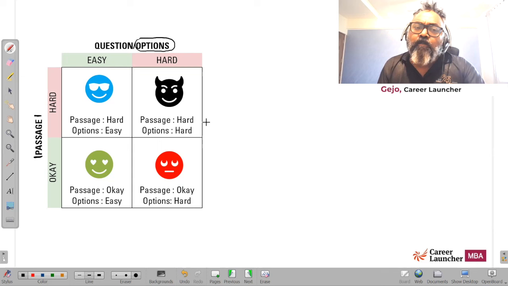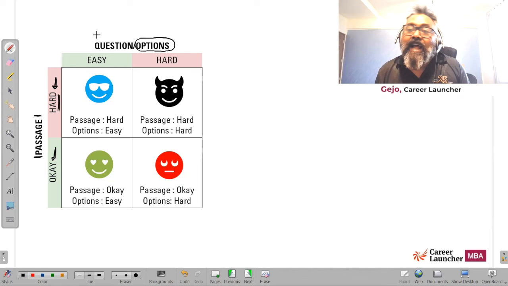The passage may be hard to read, or the passage may be okay to read. Fair enough. If you can understand the passage, it's better. In some cases, it is hard to read, right? But the game is here, not even just the question. Some people worry about inference questions, but who cares? Whatever the question, the answer is there in the passage. Whether it's inference or otherwise, the answer is in the passage.